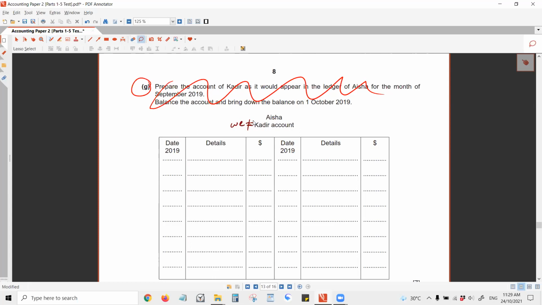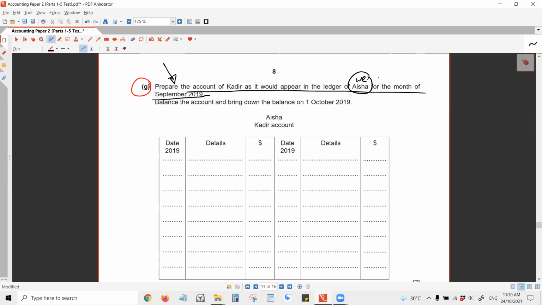So that's one way to determine who we are not. We are not Car Deal, which means we must be Aisha. Now I remove this. We still have to read this. So we are Aisha. Prepare the account of Car Deal as it would appear in the ledger of Aisha for the month of September 2019. We are the customer. Remember, we are the customer. Balance the account and bring down the balance.